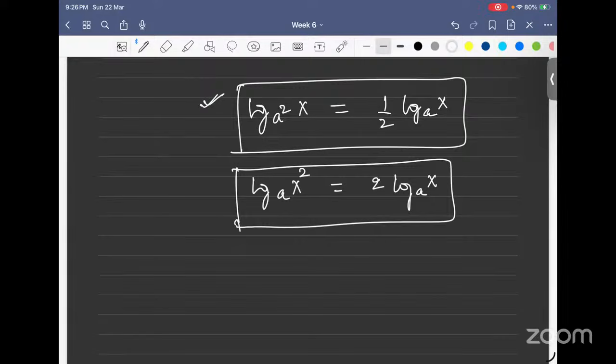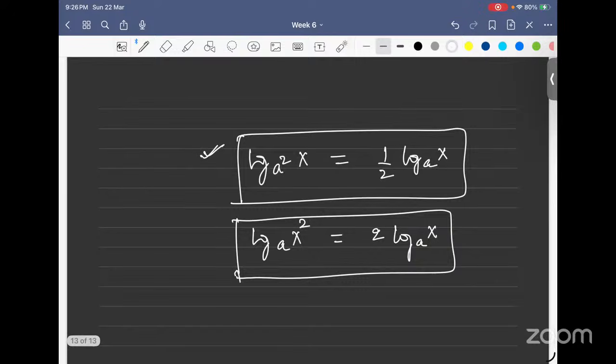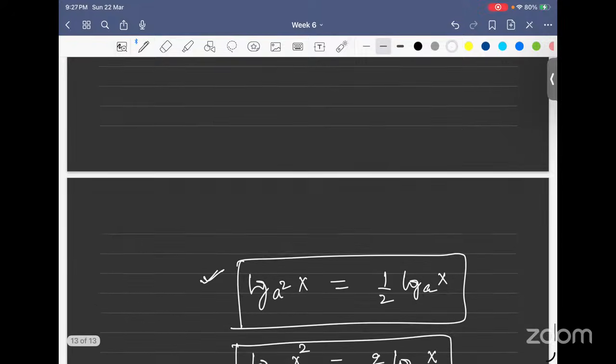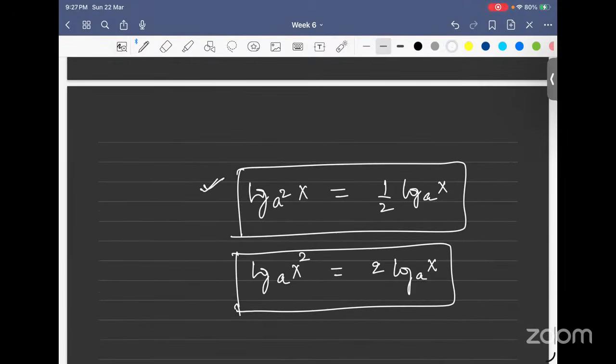Sir, can you derive this first property, the 1 by 2? Can we solve it by using ln? Yeah, ln also you can use. So I've used ln of x plus 1 divided by ln 2 minus ln of x minus 3 divided by ln 4, and I have solved that equation. Okay, with that also it can be solved. I'll solve that, but first somebody has asked this, right?